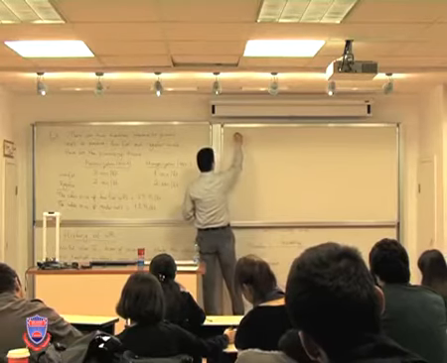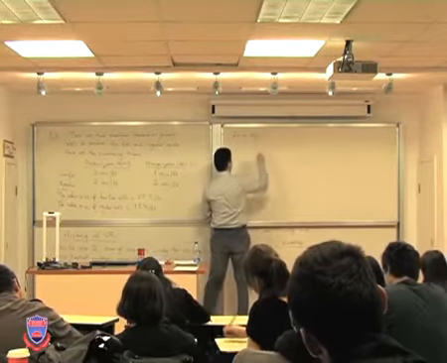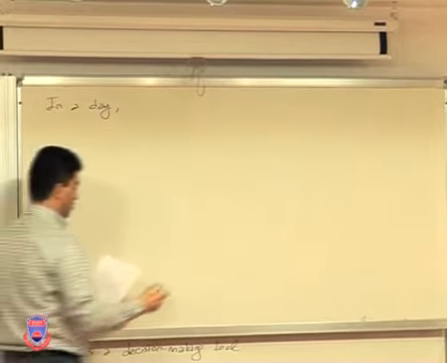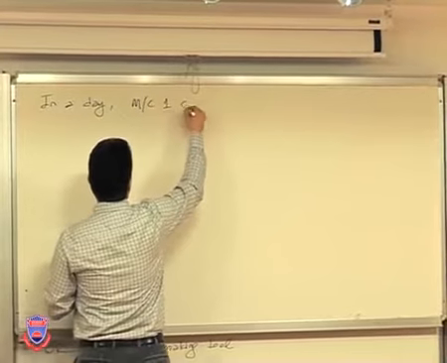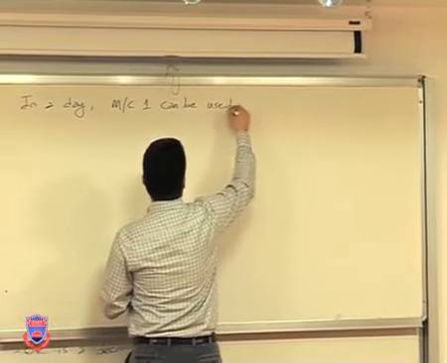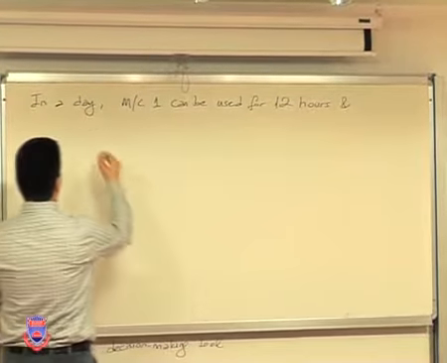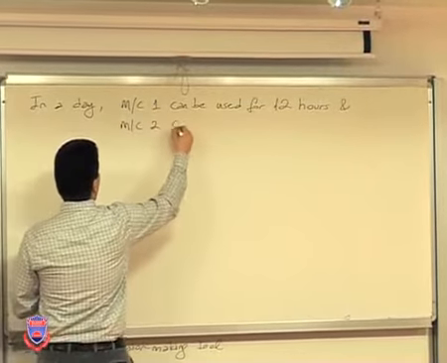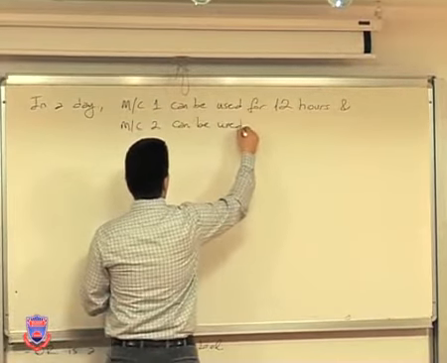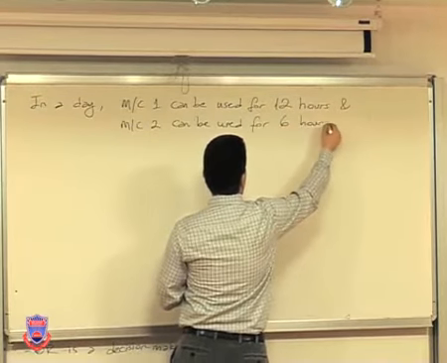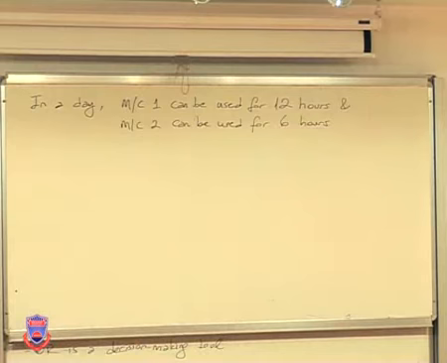We have another limitation. So in a day, machine 1 can be used for 12 hours. And machine 2 can be used for 6 hours. So why do we have these limitations? Well, maybe there's a maintenance that we have to perform, okay? So, or maybe we're renting the machine from somebody else, and we have only that much time that we can use. And the question is the following.